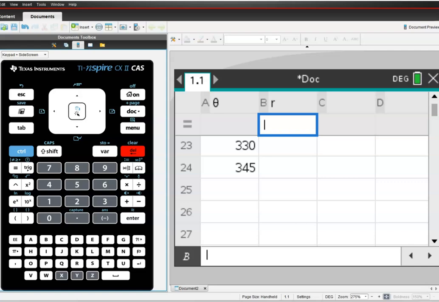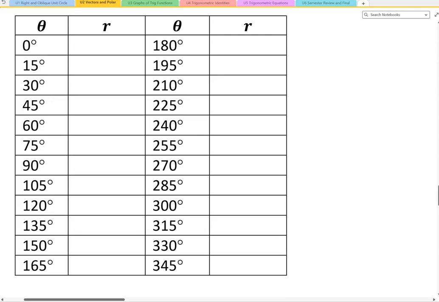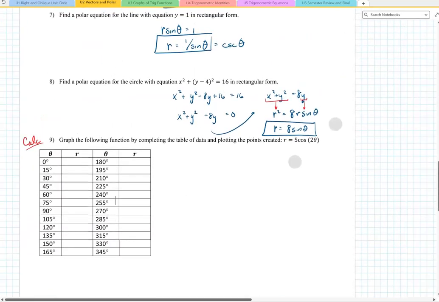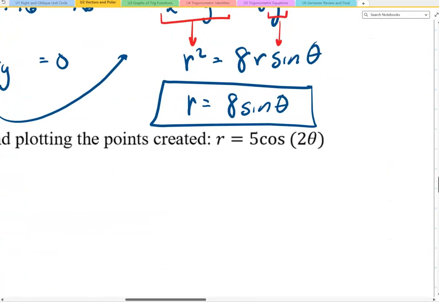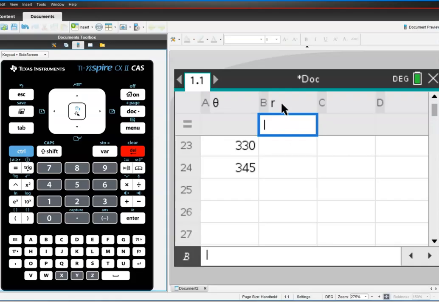R is our dependent variable, and R is part of the equation that we're working with here. The equation is R equals 5 cosine 2 theta. So if I enter that equation into the calculator, it'll automatically use the theta values from this left-hand column to compute the results in the right. So I'm just going to start typing here.